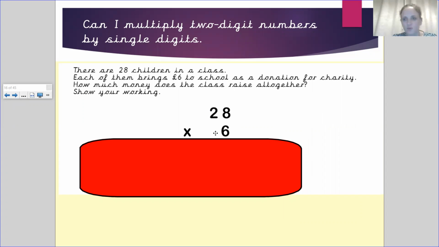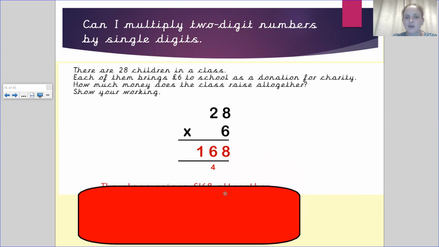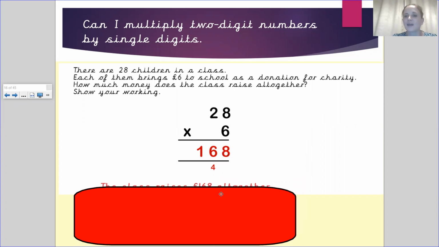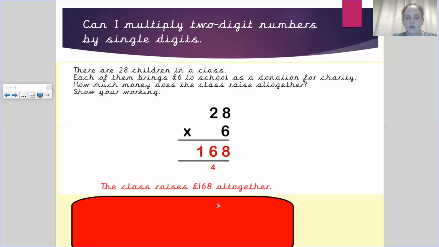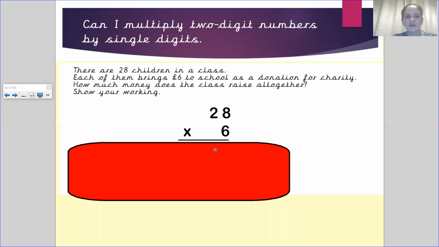Using the method that I've spoken to you about, you would say 8 times by 6 and 20 times by 6, and you would add them together to get a total of 168. So I want you to work that out quickly now and see if you can remember where to put it. So pause the video now and sort it out, or complete the sum, sorry.